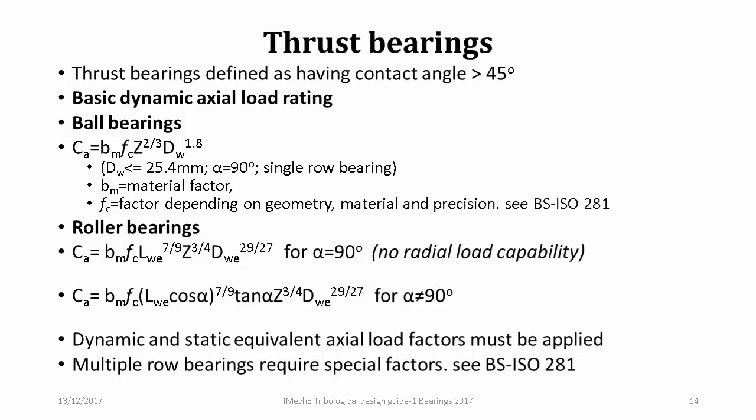The first one, C suffix A, has all the same constituents, but it's only correct when the contact angle is 90 degrees. That's to say there is no radial load capability whatsoever. And the second one, the modified CA, has a factor tan alpha in the middle of it when the contact angle is between 45 and 90 degrees. Again, dynamic and static equivalent axial load factors have to be applied, and if you have multiple row bearings, then more special factors are required. Again, these can be found in detail in BS ISO 281, and I don't have time to go into those in this lecture.